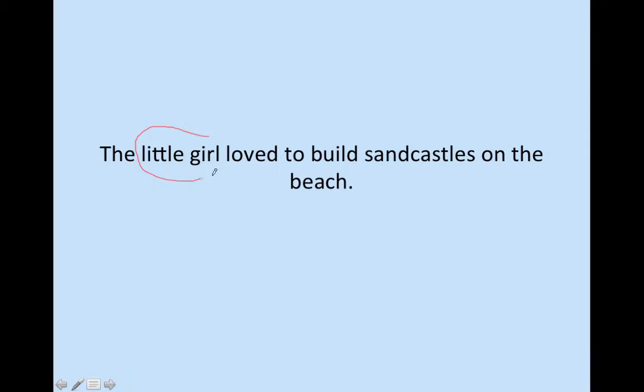Little girl and sandcastles. These words give us the most important information. I'd now like us to move on to something a little trickier using more than just one sentence.